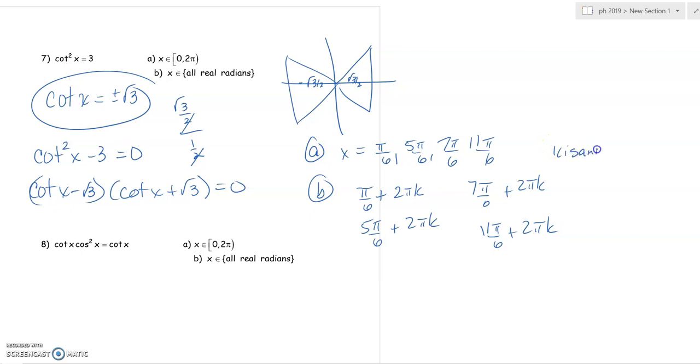You just have to make sure that you have all of these angles and their coterminal angles. So you could have said plus or minus pi over 6 plus pi k. That would have worked, right? So there is not just one way to describe all of those angles.